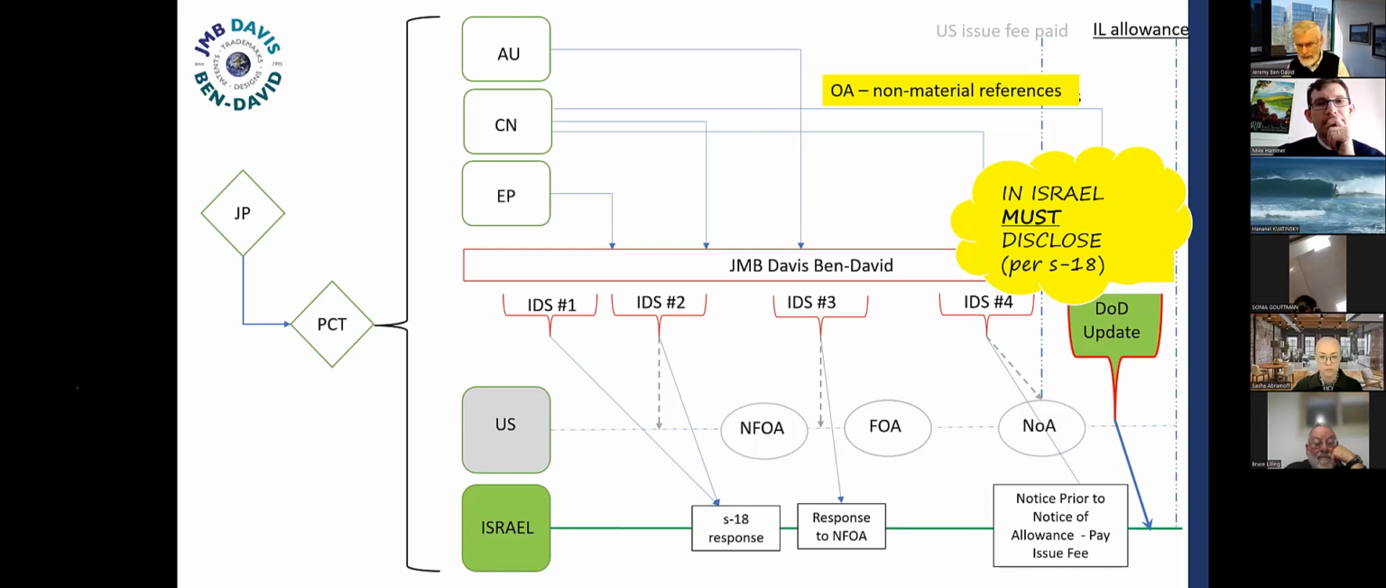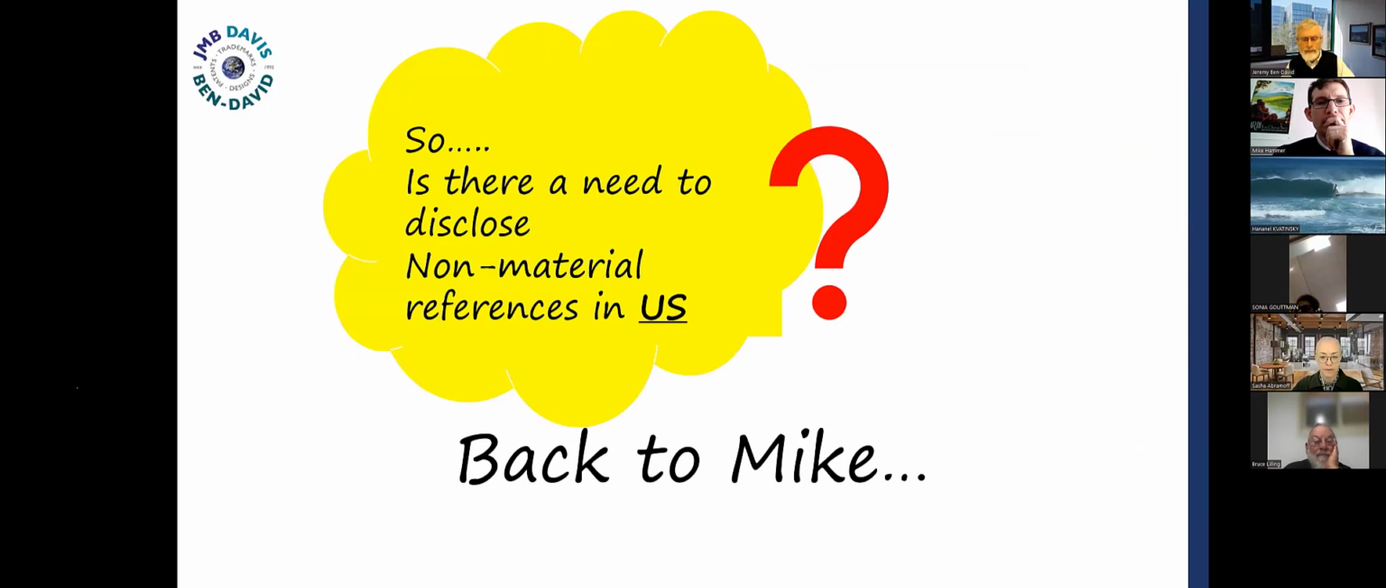So now, I just mentioned material references. Now we're talking about non-material references. And as I said, if there's still time, we should disclose them. Again, it doesn't do anything for patentability, but it just shows we are fully in compliance with the law. But then we get back to the United States. And Mike is going to really hit this question over the head, almost with a sledgehammer. Does the fact that we have disclosed them in Israel, these non-material references, make a difference?